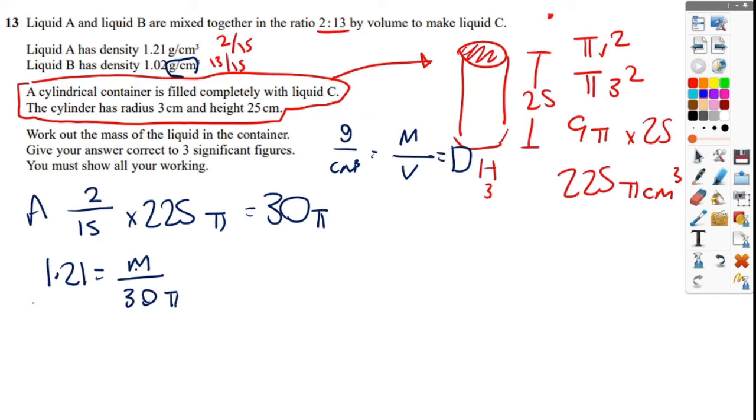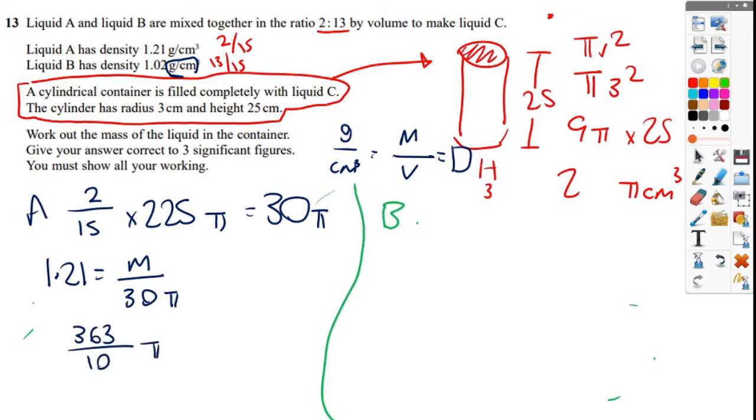So to solve that, I times both sides by 30 pi. I need 1.21 times 30 pi, which is going to be 363 over 10 pi.